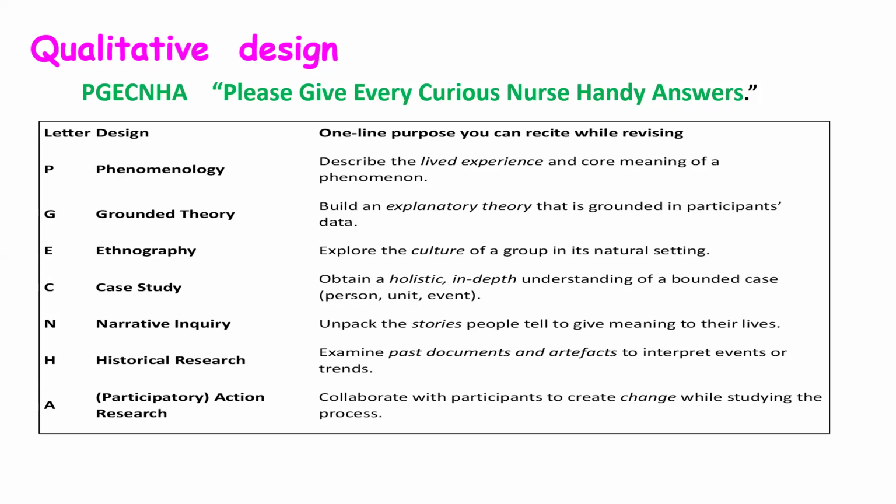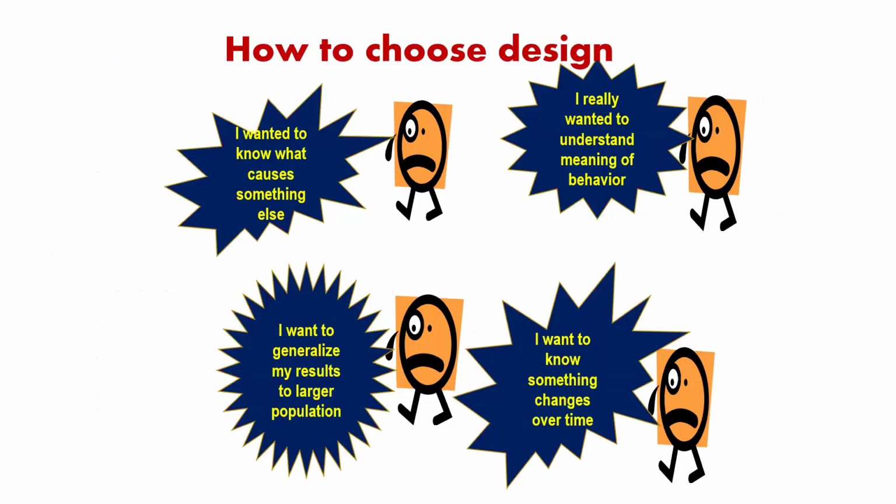All these things have been dealt with, but without the researcher's interest and consent, we cannot force the selection of a particular research design. So here you should ask: I want to know what caused something. If any change is taking place, what are the consequences, what is the benefit? And really, I want to understand the meaning of the behavior. So this also should be carefully understood by the researcher. And I want to generalize my result to a larger population. I want to know if something changes.